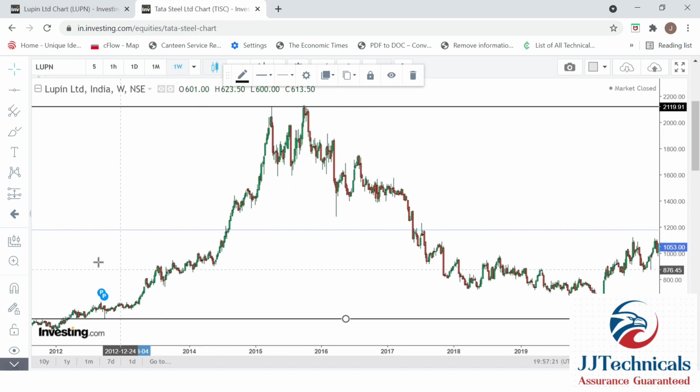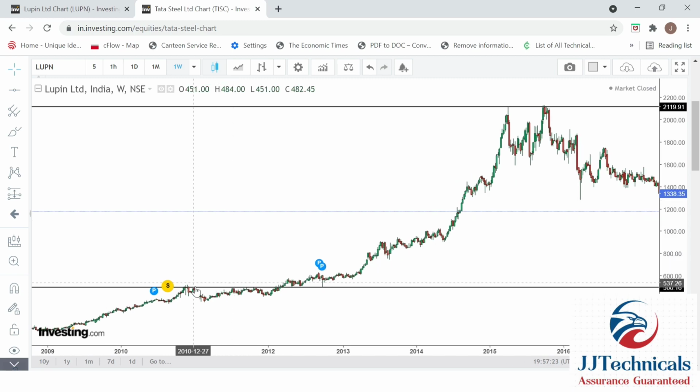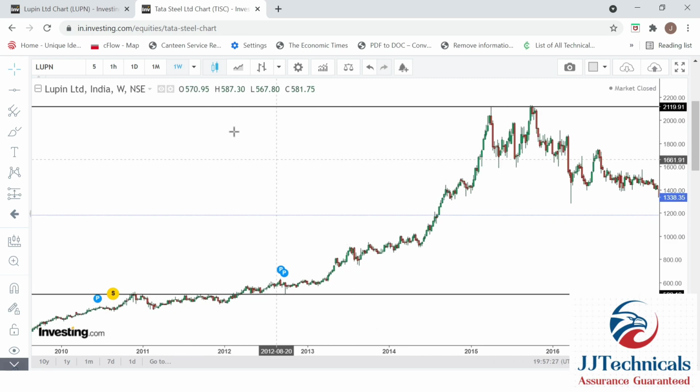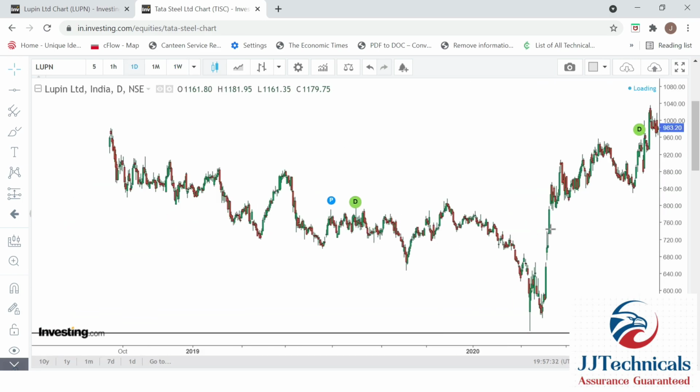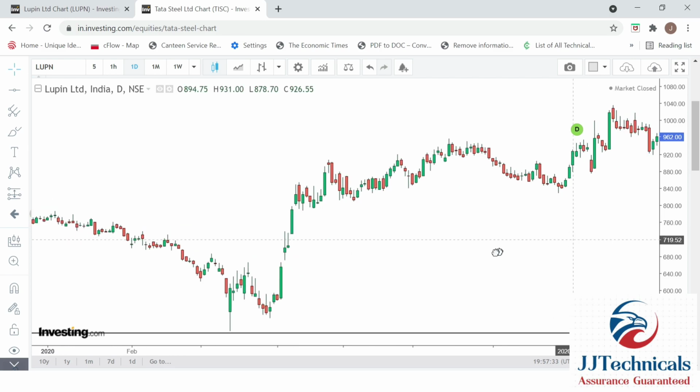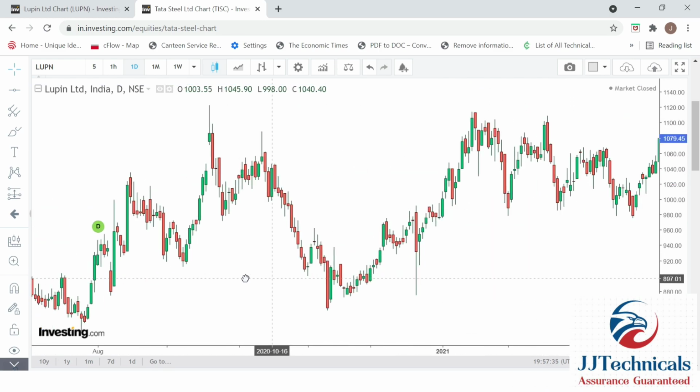And see here what exactly I was telling, this particular resistance will be turning into support here. This is what has happened exactly. I mean, if you see a daily chart, see, this is your daily chart.